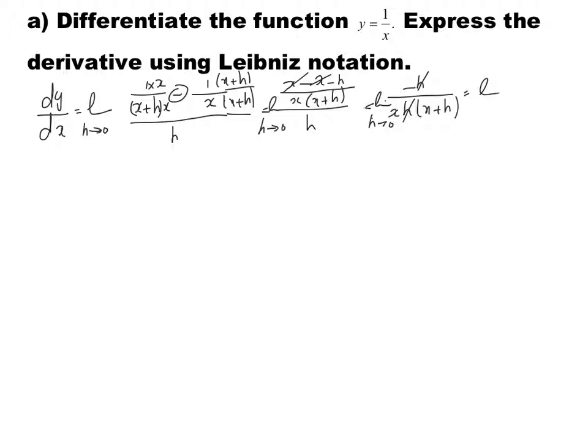This is the same as the limit as h goes to 0 of negative 1 over x times x plus h. And now, since there is no h which causes the denominator to be 0, I can safely let h be 0, so I get dy over dx is equal to negative 1 over x times x, which becomes x squared. So this is the derivative of the function y equal 1 over x.